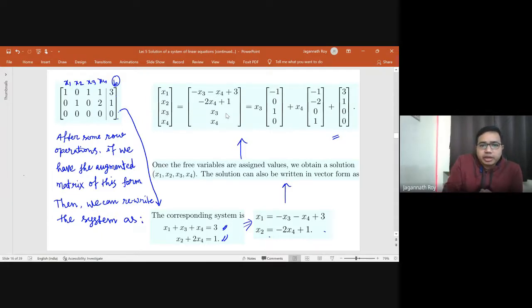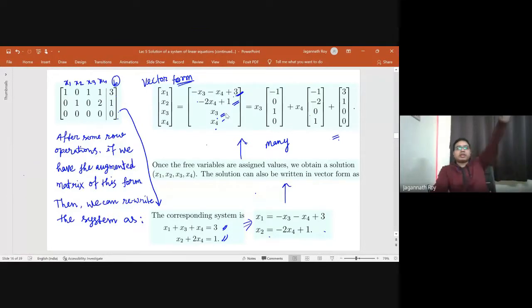Now when we have this kind of situation, we can write it as a vector form. The solution can be written as a vector form, and the generalized form is of this type. For a different choice of x3 and x4, we have different solutions. So here also many solutions, or to be specific, here we have infinite number of solutions.